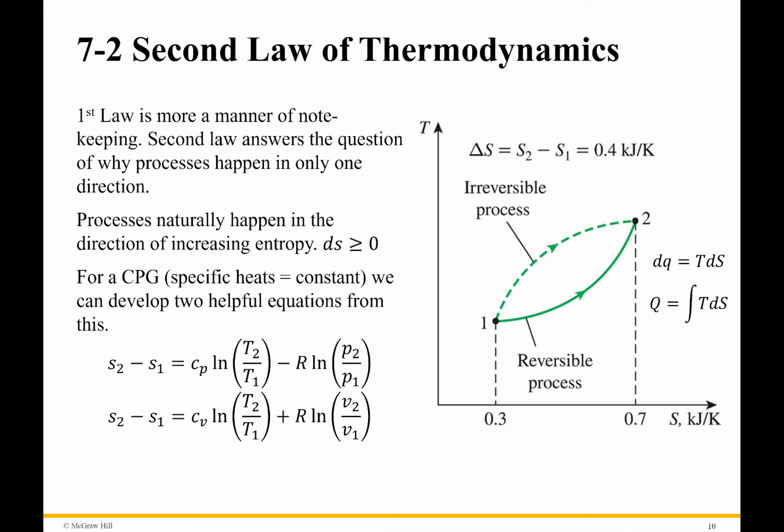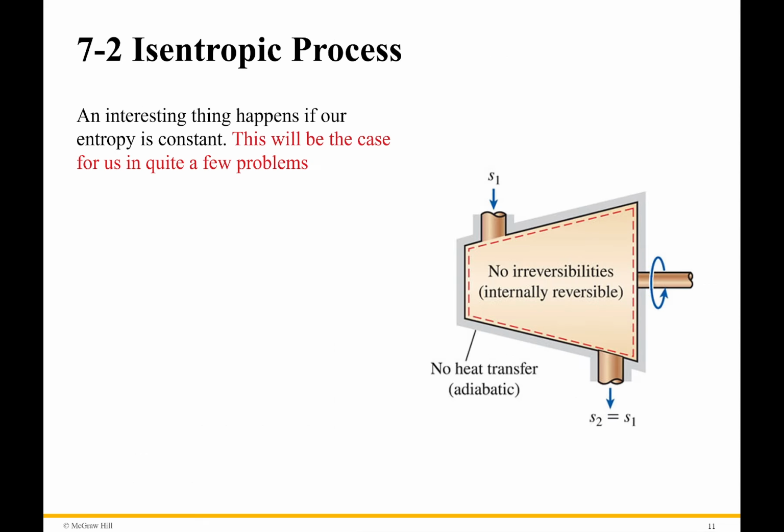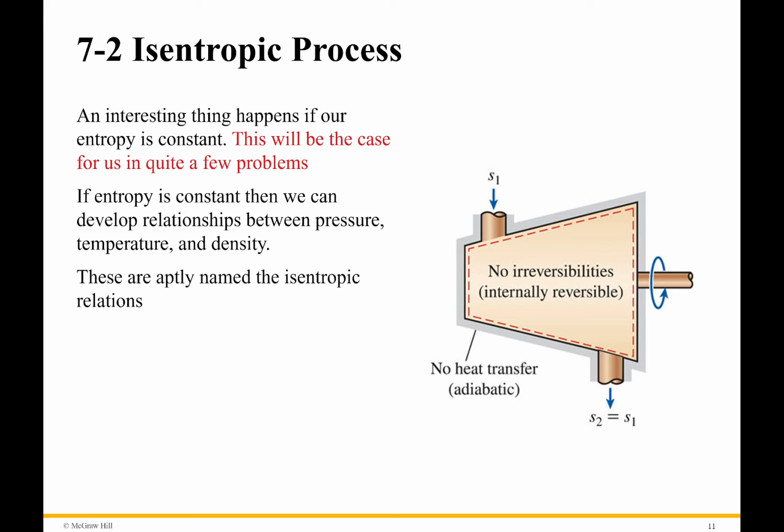But earlier I mentioned that we also have some processes where there's no change in entropy, which is isentropic. So let's figure out what those equations change into when I have that. So if it's isentropic, I set that change in entropy to 0, and I can actually develop these equations from it. This is just relating all of my values from earlier together.